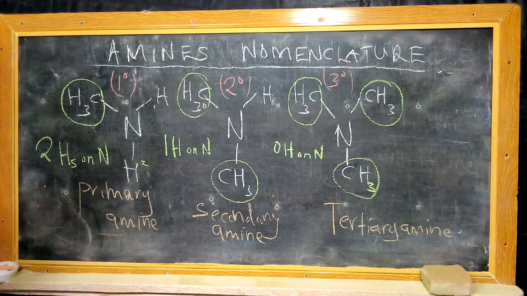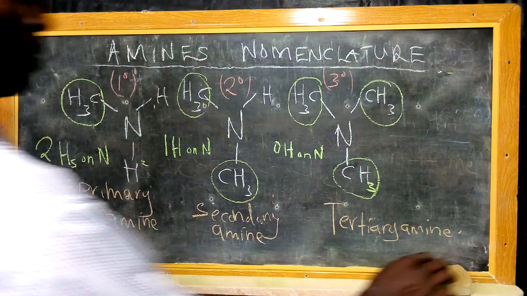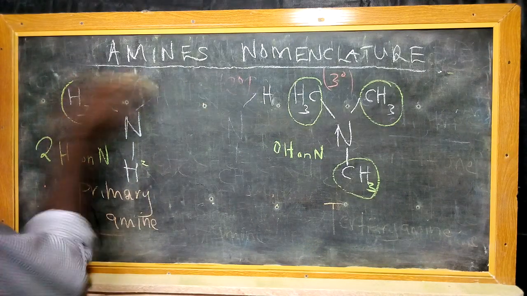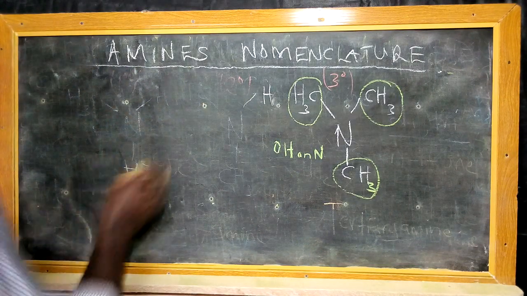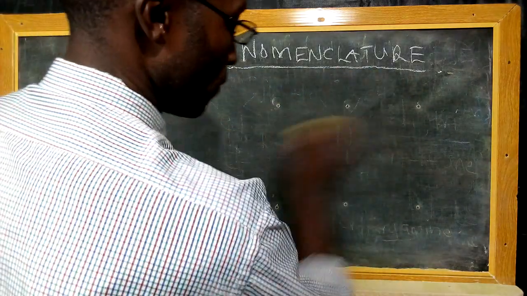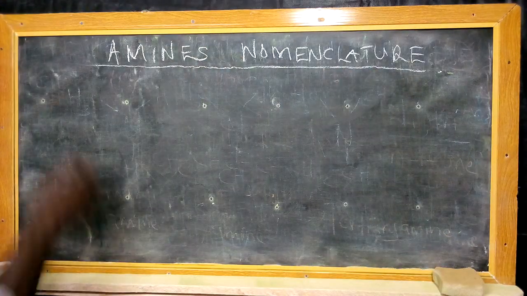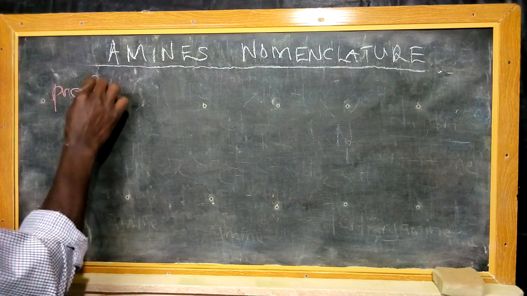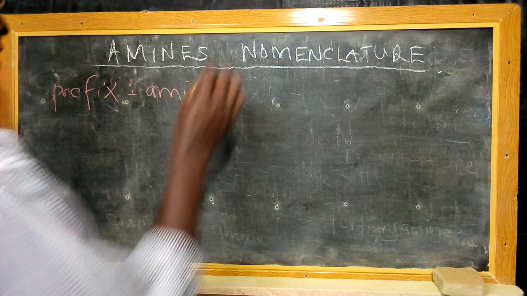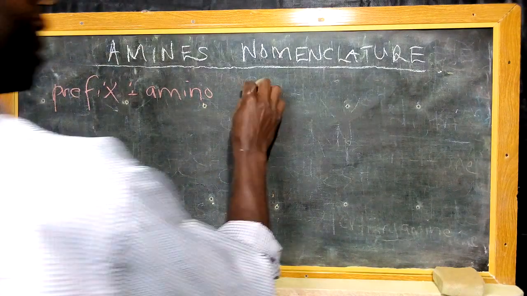In this case, we have said that the suffix for amines is amine, and the prefix is amino. The prefix used for this class of organic compounds is amino, and we have said that the suffix is amine.